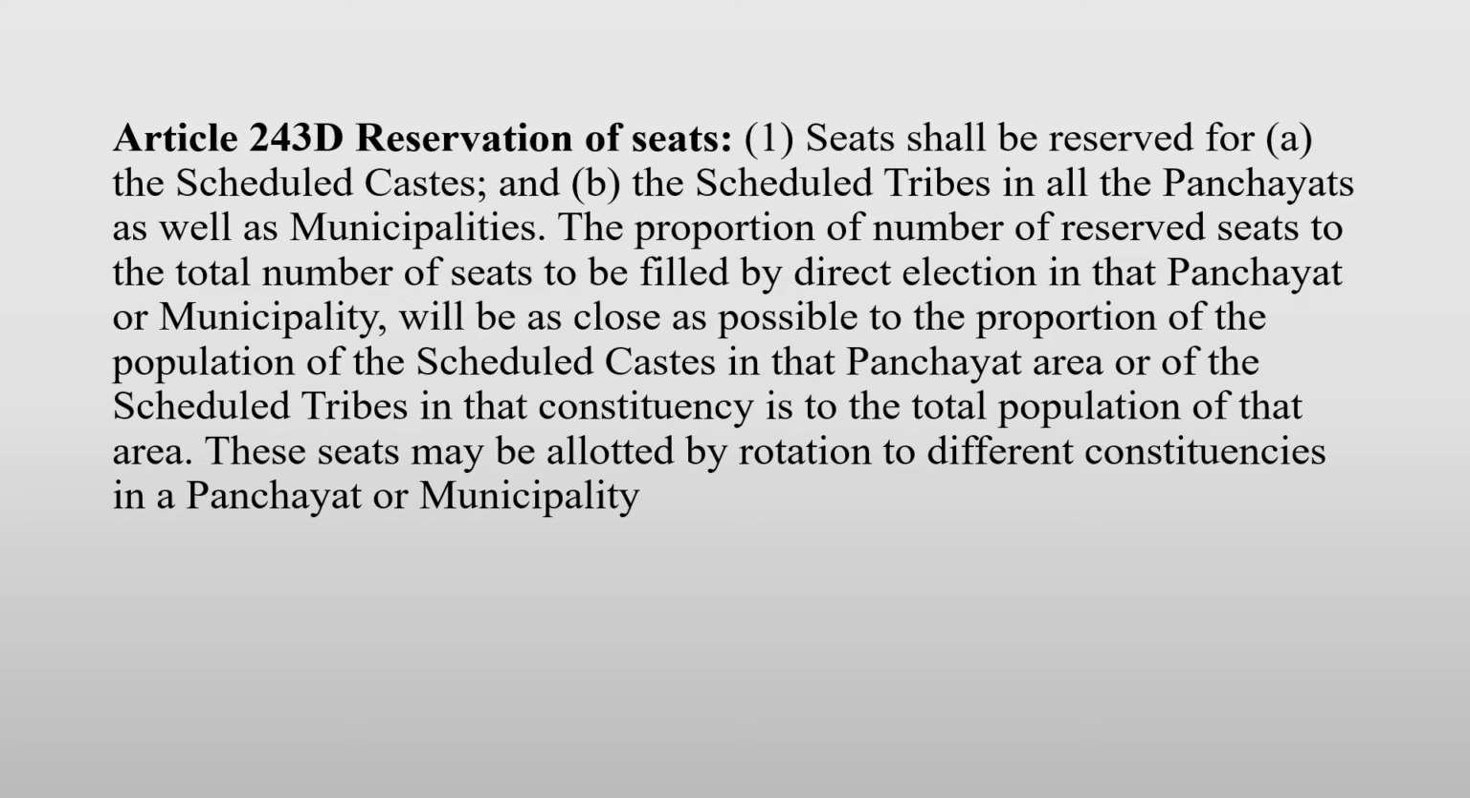The proportion of number of reserved seats to the total number of seats to be filled by direct election in that panchayat or municipality will be as close as possible to the proportion of the population of the scheduled castes in that panchayat area or of the scheduled tribes in that constituency to the total population of that area. These seats may be allotted by rotation to different constituencies in a panchayat or municipality.